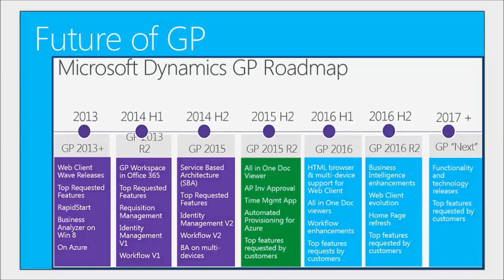You can see in the roadmap that 2016 makes enhancements for document viewer, for our web client, and for workflow specifically. Web client is part of Microsoft's focus. Over the past few years, Microsoft says cloud first, mobile first, and similar to Dynamics AX and CRM, GP is on board. We released web client about 2 versions back with 2013, and since then there have been some awesome enhancements, and 2016 is no different.